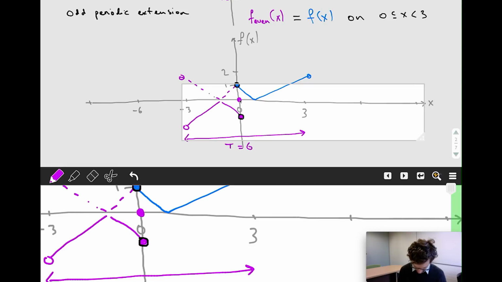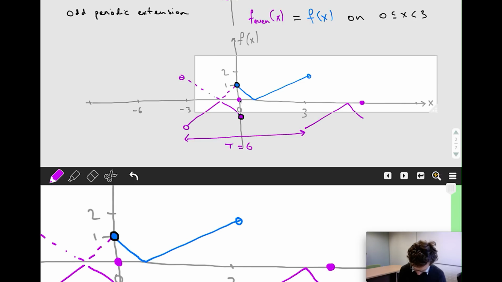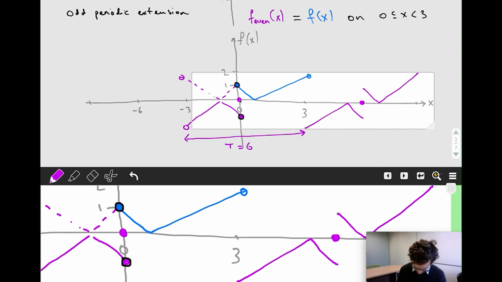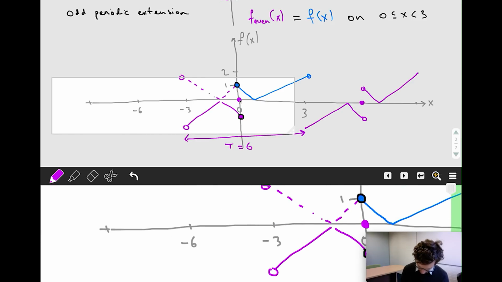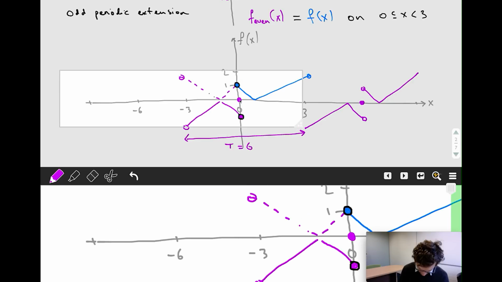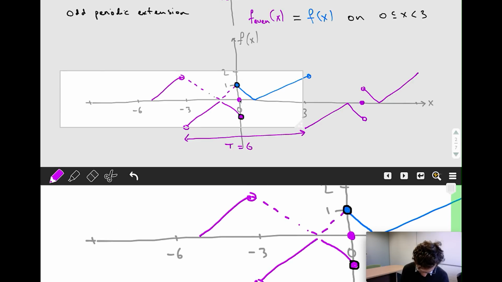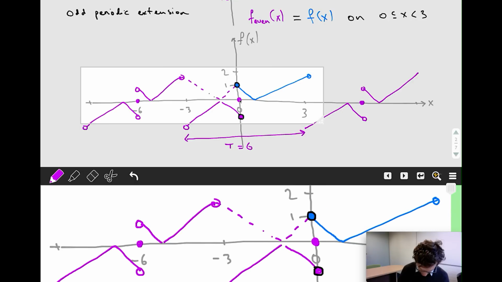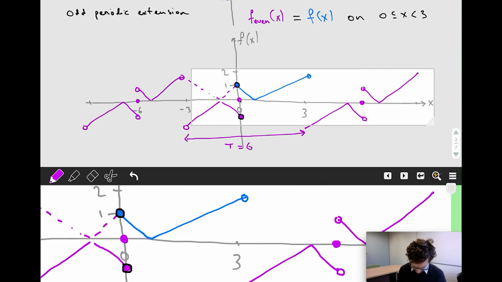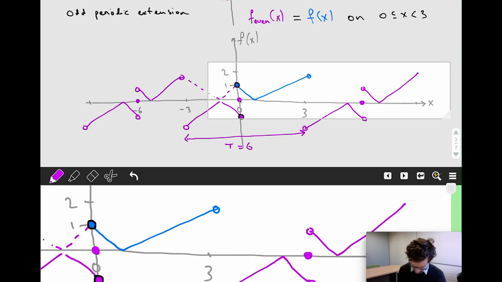So I'll get something like that, and then that. And over this side, I'll get something like that, and then that. So I'm not including that, I'm not including that. I'm not including this point, and I'm not including this point over here.